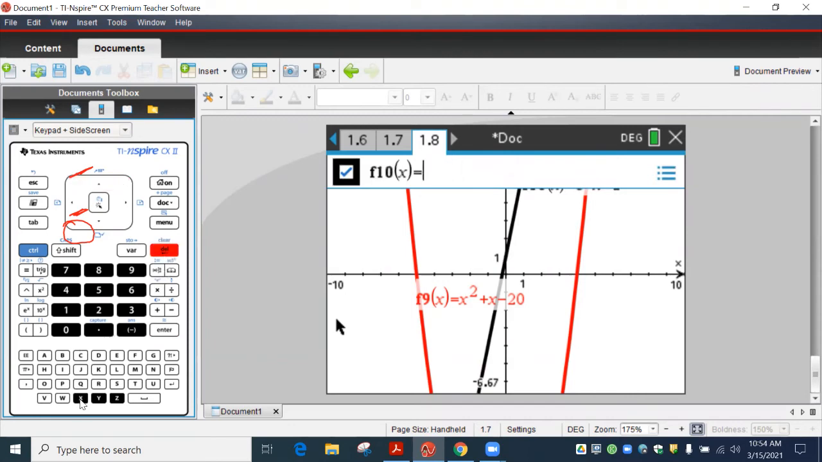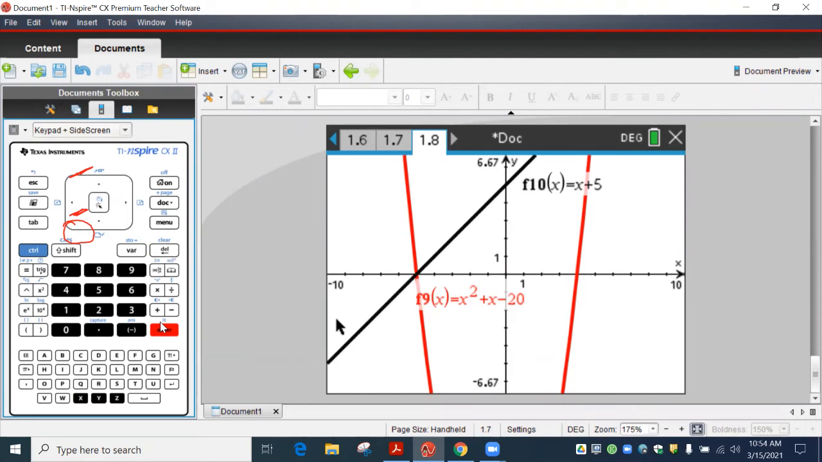And I think the next one is x plus 5. Hit enter. And look at that right there. They have the same x-intercept. If they have the same x-intercept, that's my answer. This was the one y'all really struggled with. Okay? Was that one right there. So we want to make sure that we're getting better at this. Okay?